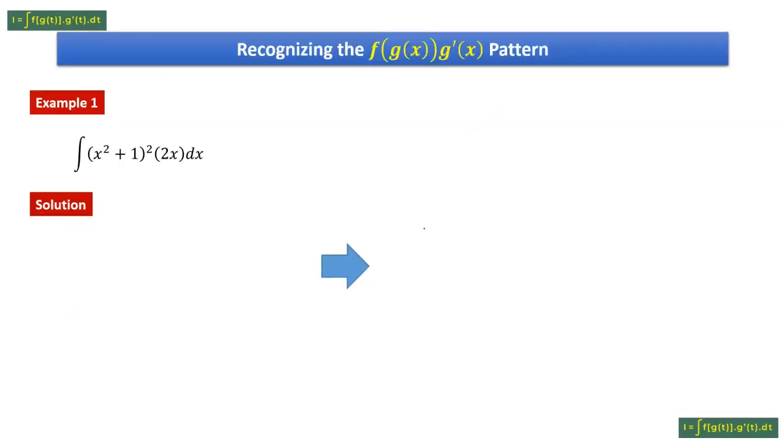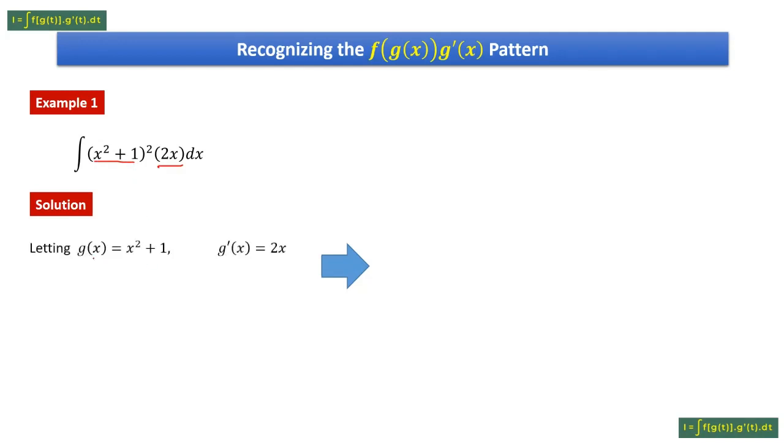So we first start with recognizing the pattern. We have to recognize the form g of x multiplied by g prime of x pattern. So example one, we have the integral of (x squared plus 1) raised to 2 multiplied by 2x dx. As you can see, this 2x is the derivative of this inner function.